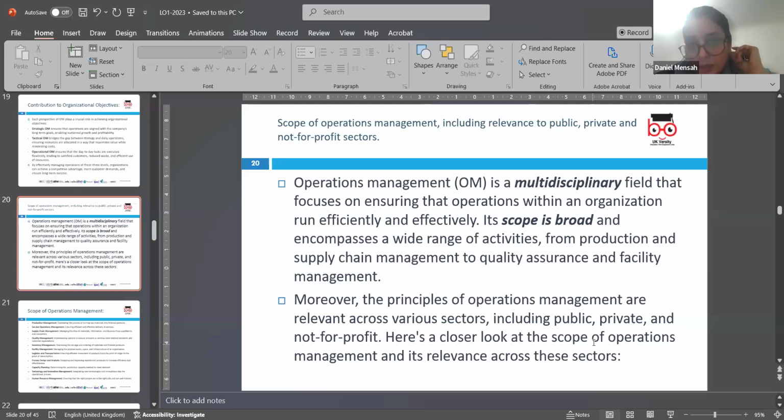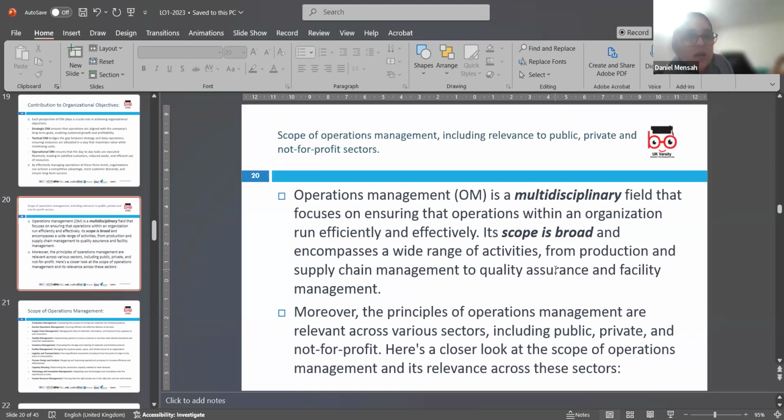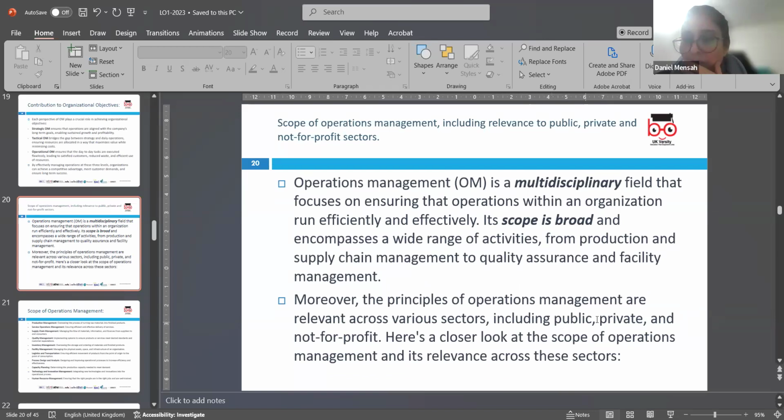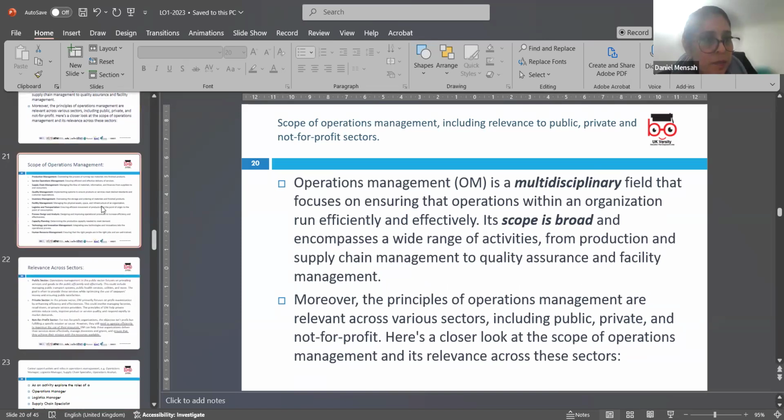And operation management is not relevant just to the production of products or services or a certain industry. No, across different sectors, it is very relevant. It is used in the public sector, private sector, and in non-profit organizations.